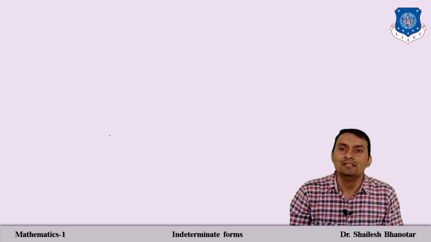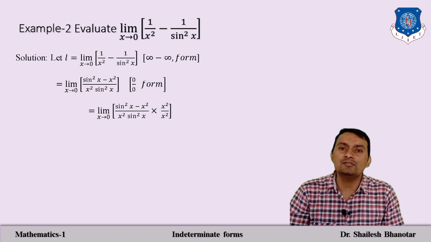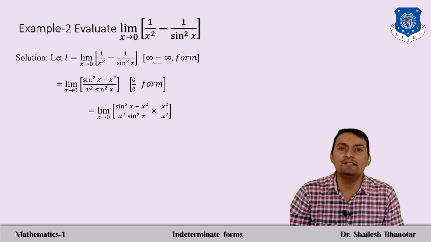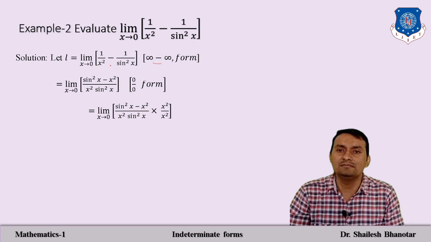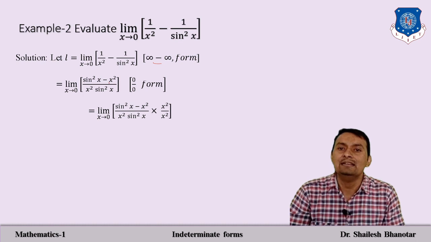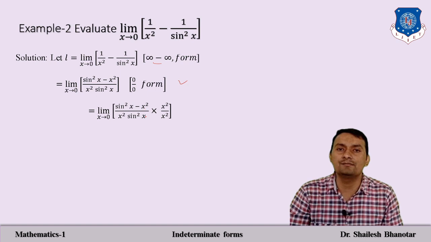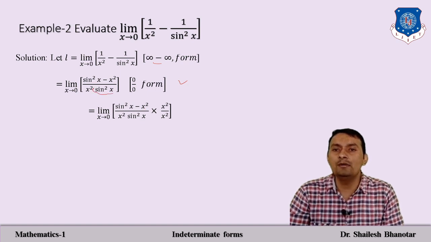Another question: limit x tends to 0 of 1 divided by x square minus 1 divided by sin square x. This is exactly the infinite minus infinite form, so we want 0 by 0, otherwise infinite by infinite form. For simplicity, just take the LCM, x square into sin square x. So we get sin square x minus x square divided by x square sin square x, and it is of the form 0 by 0. Again we can observe from the denominator that sin square x is there, and the function x is there. That means we can use the standard limit.